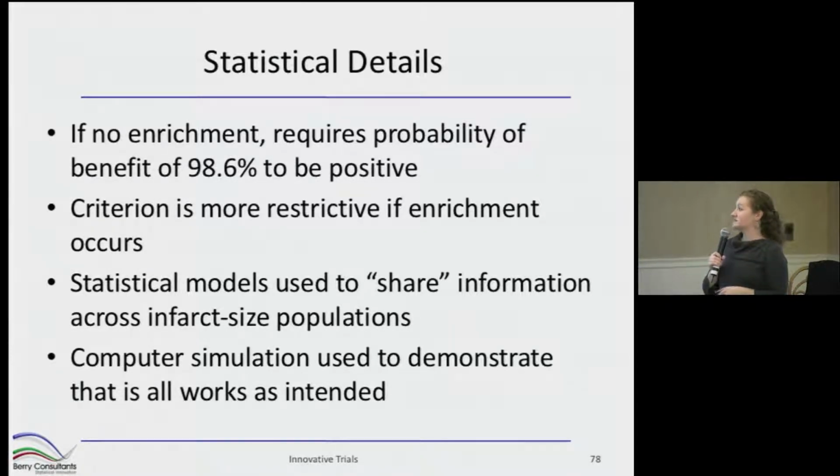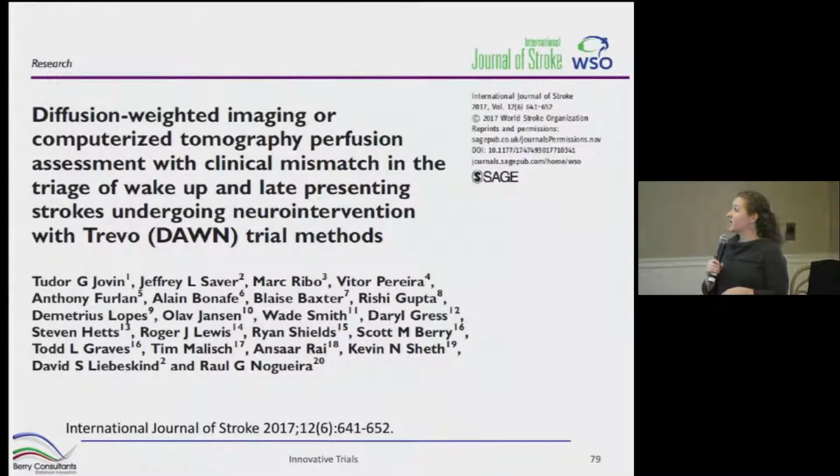We had some statistical models, kind of similar to the models that we've talked about before, that shared information across infarct size populations. So they had a model looking at the benefit as a function of the infarct size. And before the trial started, we ran massive computer simulations to show that this all worked, that we controlled type 1 error, and that we could understand how the enrichment happens. So here's the paper. This was published in the Journal of Stroke for the DAWN trial.